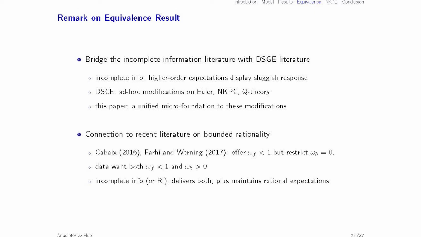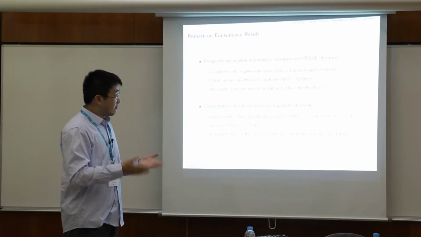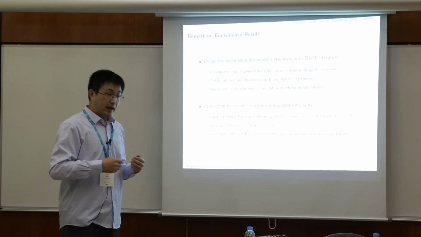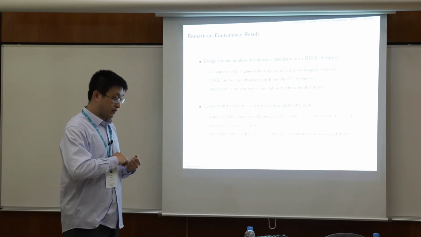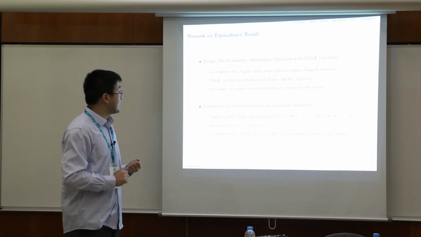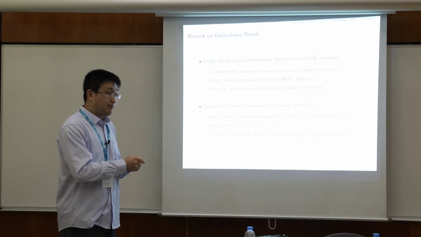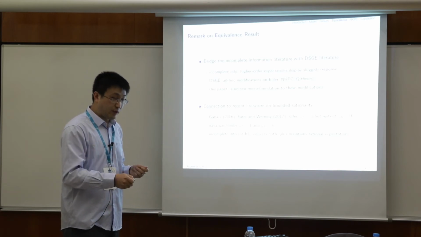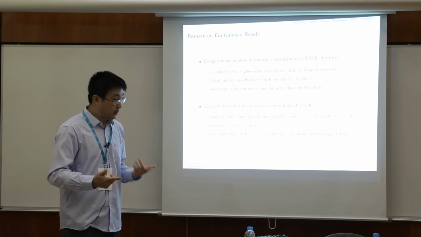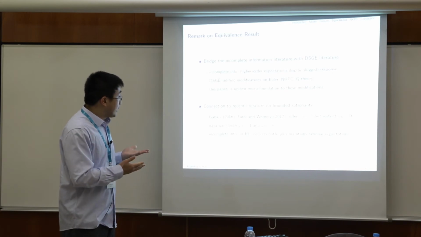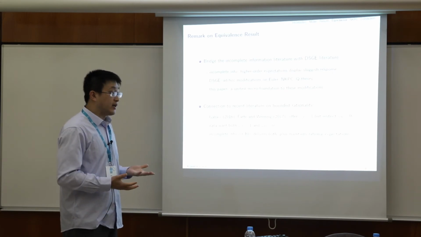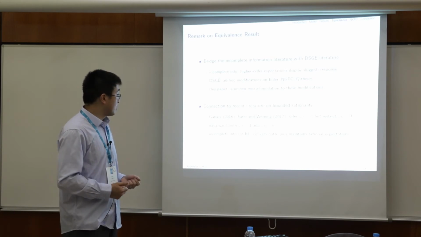Let me skip the literature, but I want to mention one sentence. In the information literature, we have this observation that a higher order belief has this inertia property, so it gives you this sluggish response. And in the DSGE literature, for each of the component Euler equations, you can see this curve, we're going to modify them each by a different modification. Here we're going to deliver a unified macro foundation to all these modifications.